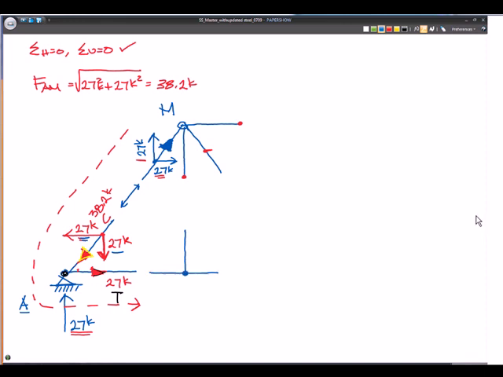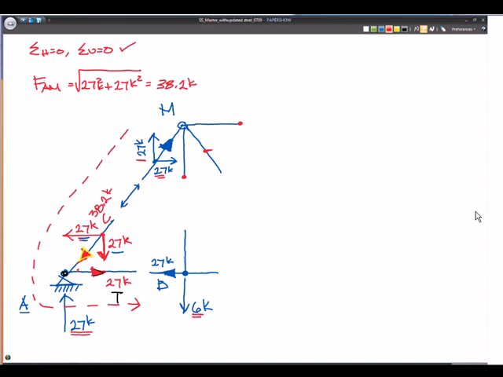And here's what we know about joint B. There's a 6-kip point load on it. And we know that member AB is 27 kips of tension. So at joint B, we have to draw this arrow so that it represents tension. So it's pulling on the joint, and it's 27 kips. Now let's see if we can solve this.